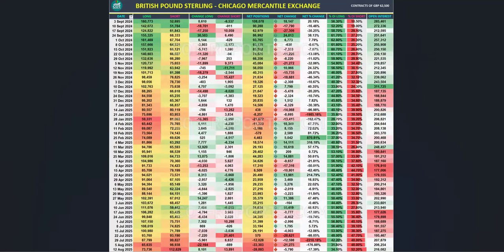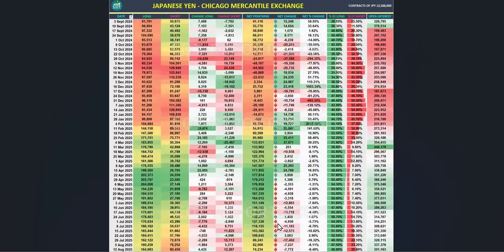The same thing on British pound. On the British pound, they added 1,000 long positions and 13,000 short positions. So there is not much difference, but overall, British pound is becoming weaker. With this in mind, what will we now expect on GBP USD? We'll be expecting some consolidation in the market or a short-term uptrend to the upside.